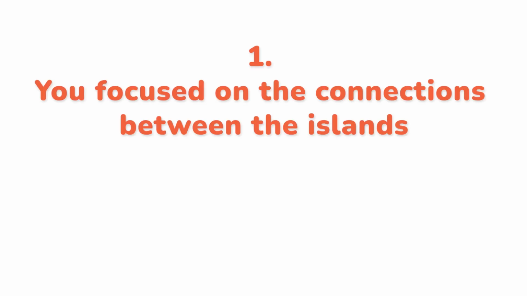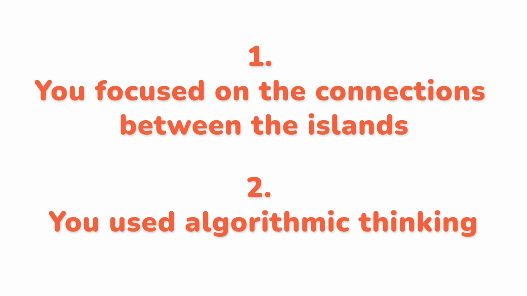To solve this challenge, you used computational thinking. You focused on the connections between islands to find groups. And you used algorithmic thinking to come up with a systematic way of finding these groups, to find the minimum number of trips required to visit all the islands. This is exactly the kind of thinking used in computer science and network analysis. So if you enjoy challenges like this one, you might already be thinking like a computer scientist.